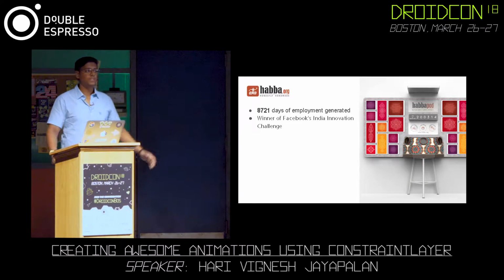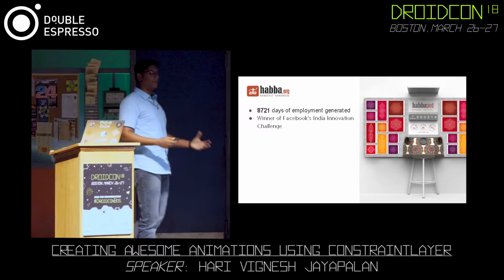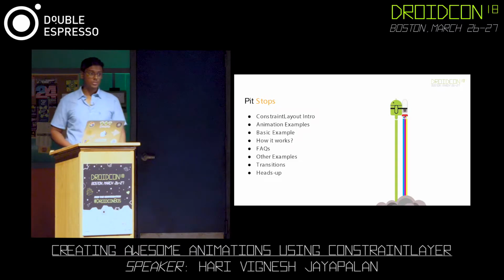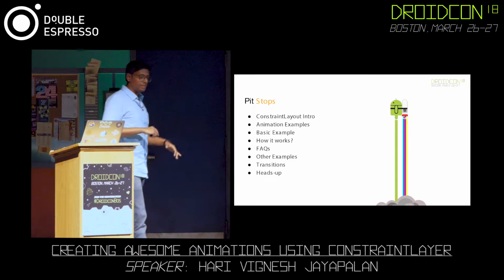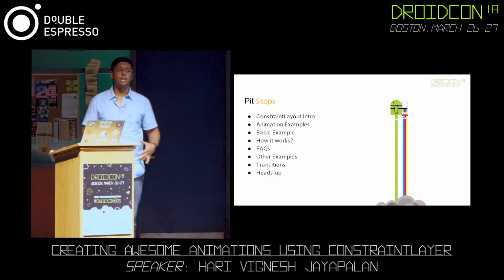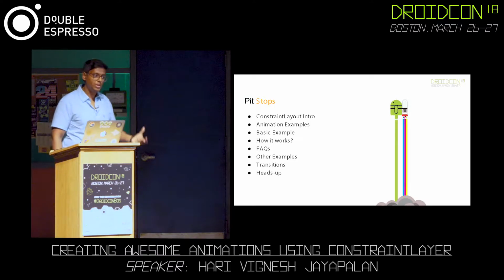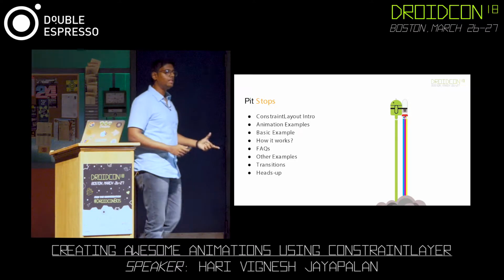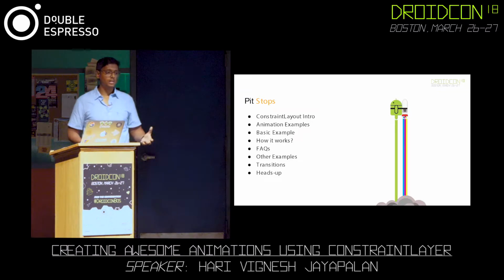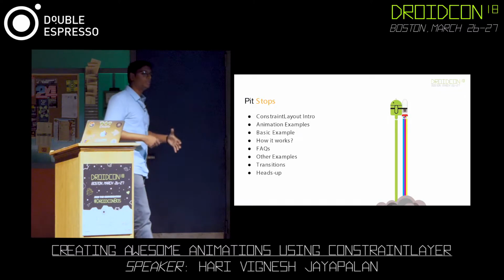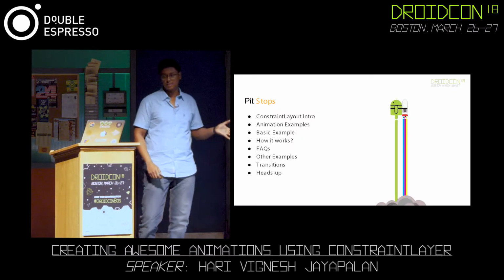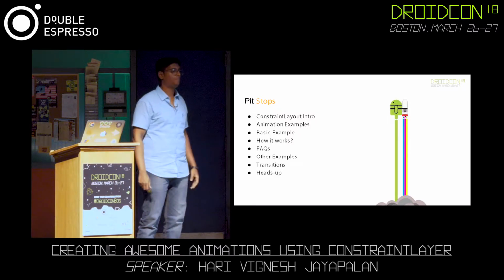So today, we're going to discuss creating keyframe animations using ConstraintLayout and ConstraintSet. And these are the pit stops that we'll be stopping by today. Some intro about ConstraintLayout, and then we'll be seeing some of the animation examples that I came up with for the talk. To reduce the complexity, we'll be taking a simple example, and we'll be running through it completely. Then we'll take up some frequently asked questions, some of the questions that people came up with when I was publishing this post. And some other complex examples, a few other transitions, and finally some heads up.